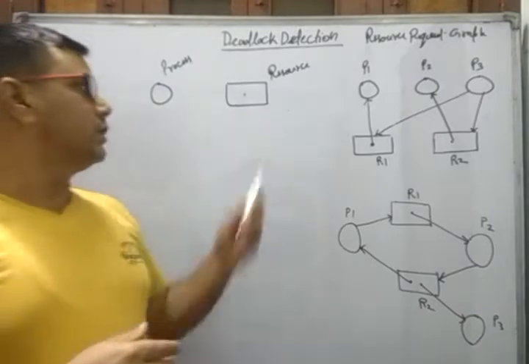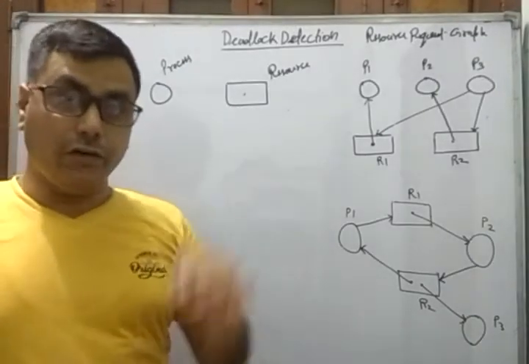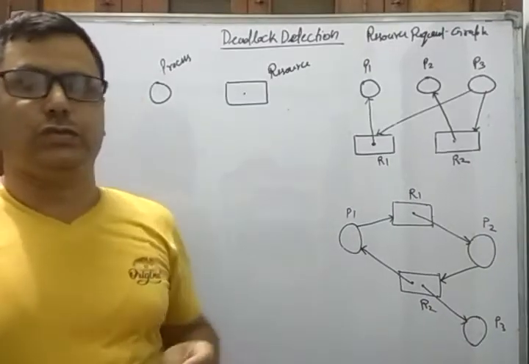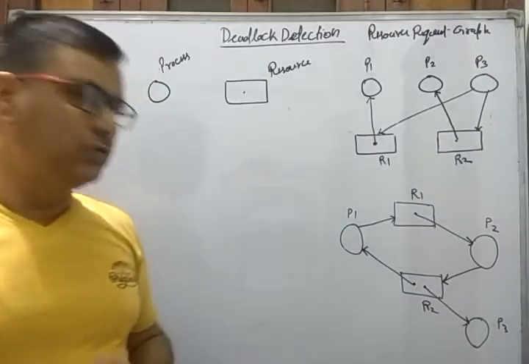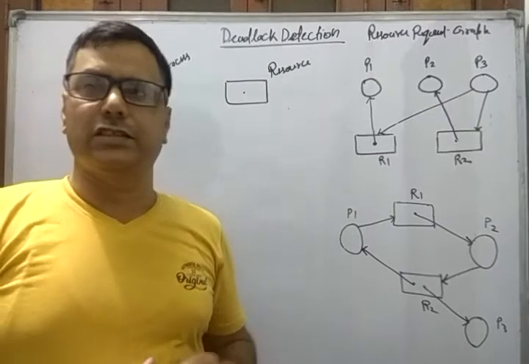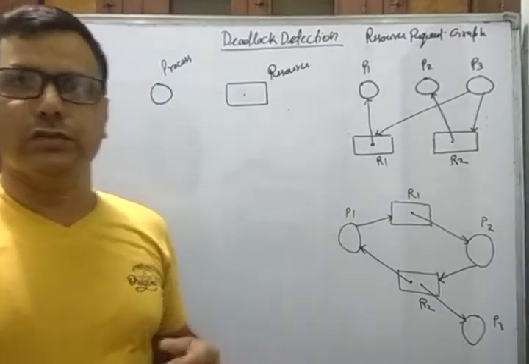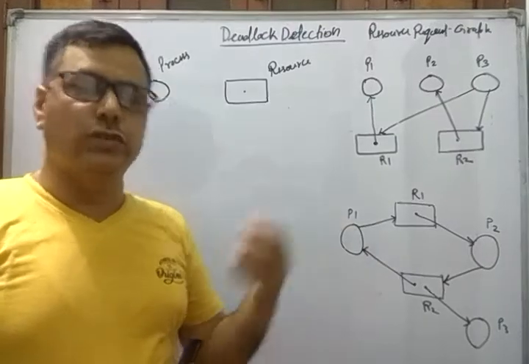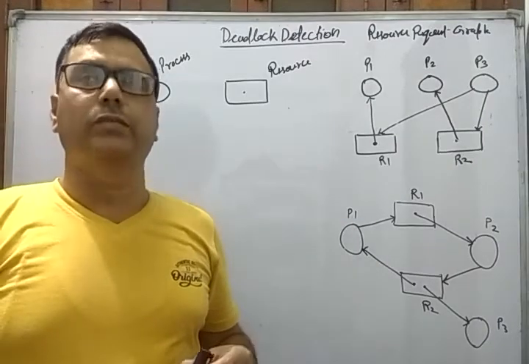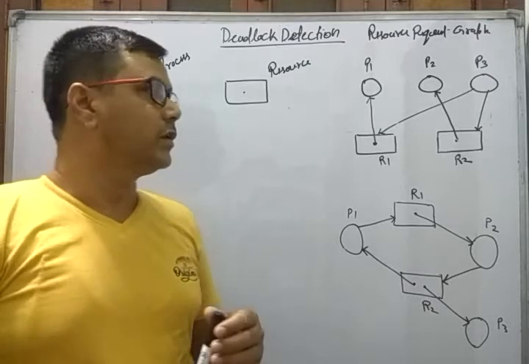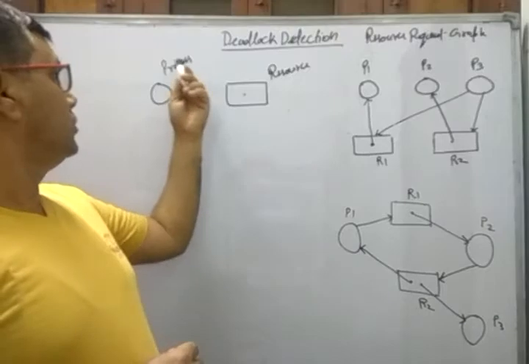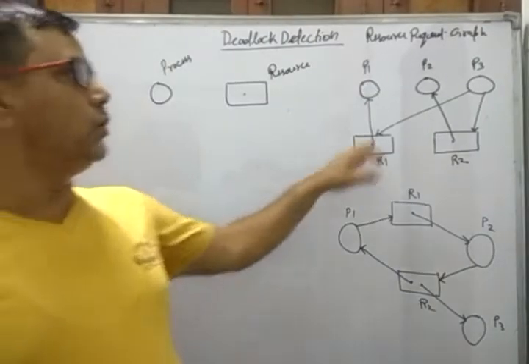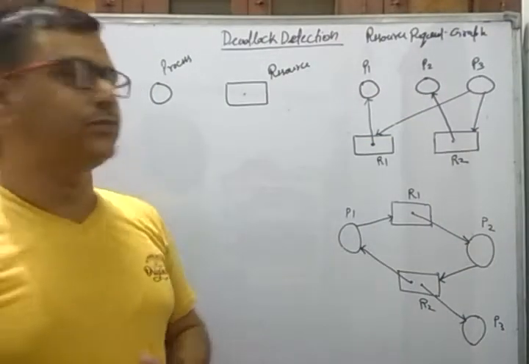And if there is a single dot, it represents that there is a single instance of the resource. For example, a CPU or a monitor has a single instance. But a file resource can be a multi-instance resource. There can be more than one file in the system. Then process and resource are both nodes in this resource request graph.